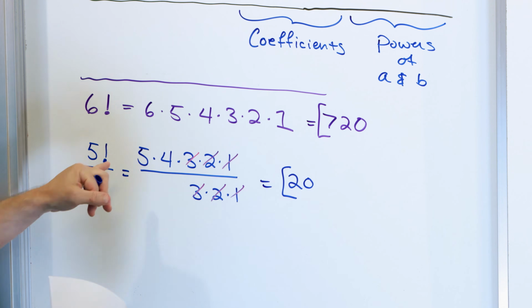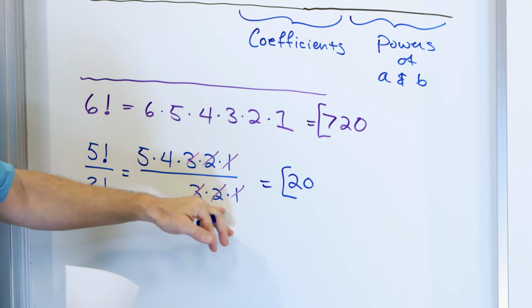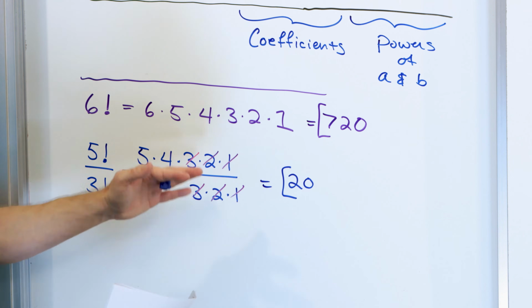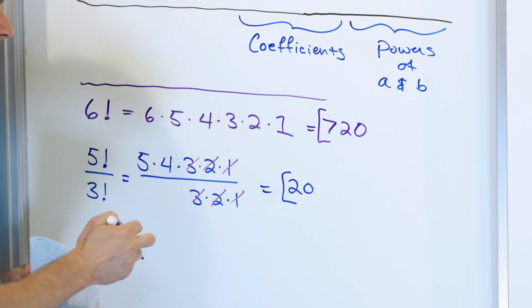But if you get a calculator and you actually do 5 times 4 times 3 times 2 times 1, get that number, and then do 3 times 2, which is 6, times 1 is 6, divide by 6, you're going to get 20. If you go the long way, you get the same thing as you do with the cancellations.